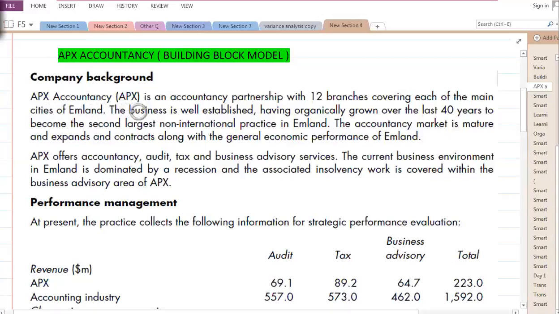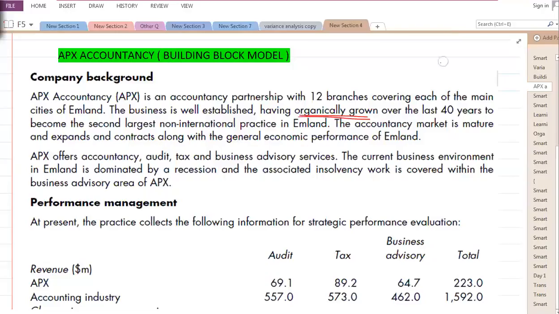APX accountancy, APX, is an accountancy partnership with 12 branches covering each of the main cities of England, right? So it's a country, England, in which we have this accountancy firm, which has 12 branches. The business is well established, having organically grown over the last 40 years to become the second largest non-international practice in England. Okay, what is organically grown? Can you tell me what is organically grown?